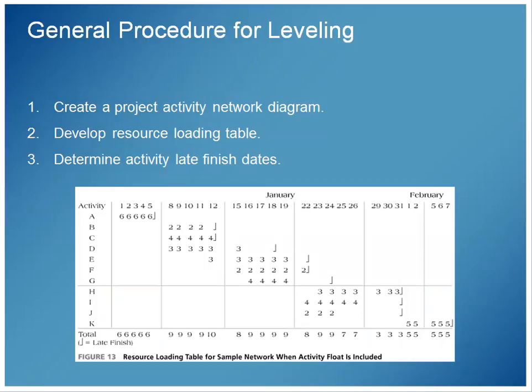So let's come up with a more generalized procedure for this. This is talked about in our book here. How do we do leveling? Very high level overview: create the project activity network diagram, use that to load the table, and then mark the late finish dates on the table, which is something we didn't do specifically before. We were kind of doing it ad hoc.